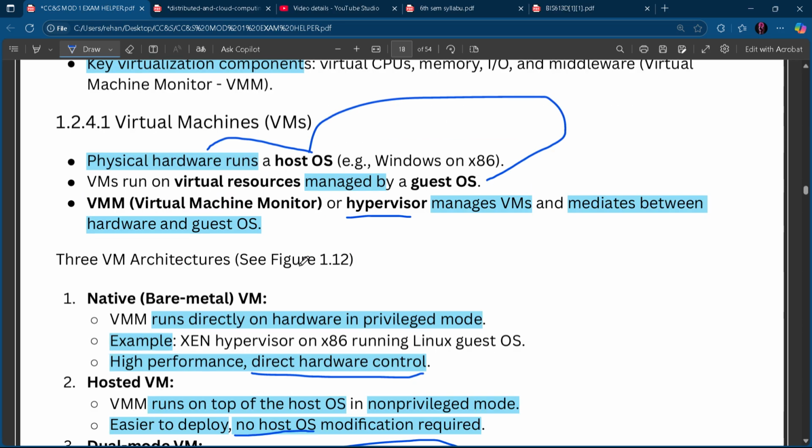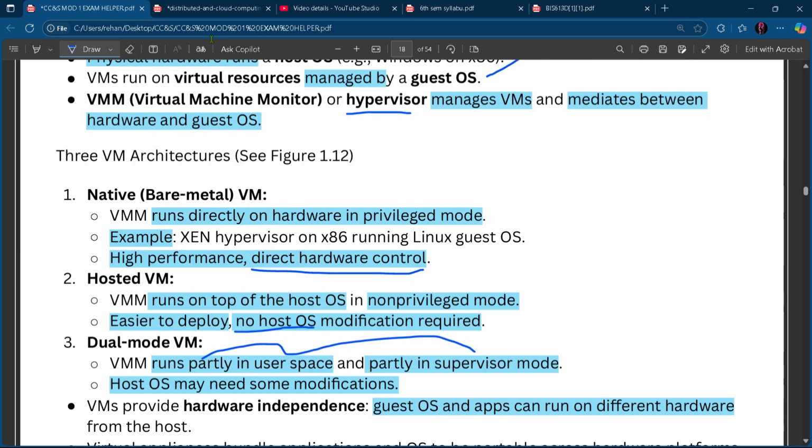So you have physical hardware which runs a host OS. And we have a virtual machine which runs on virtual resources and is managed by the guest OS. Now we have the VMM. What is a VMM? It acts as a mediator between the guest OS and the hardware. For the virtual machine to run properly, you have three virtual machine architectures.